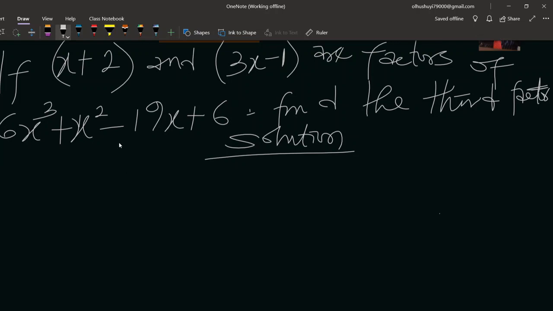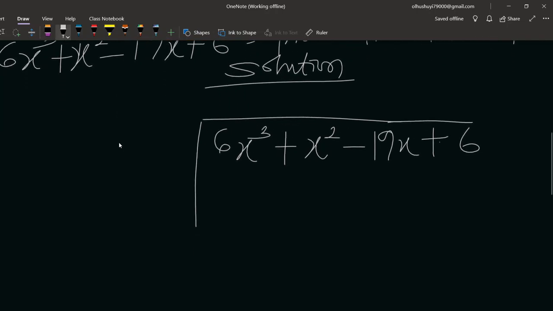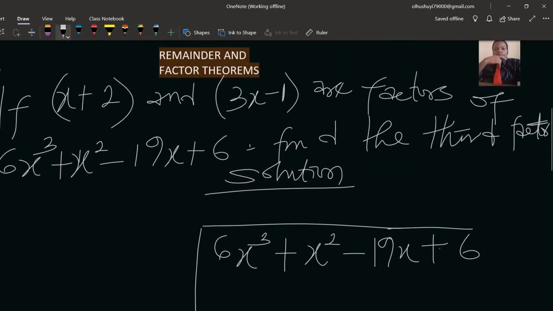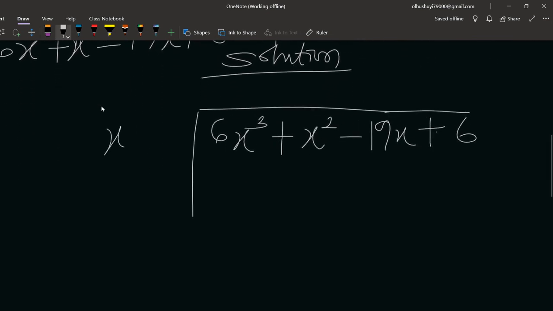So let's go. Just go by the long division approach. You have 6x cubed plus x squared minus 19x plus 6. I want to use one of the factors. Let me use x plus 2. So you divide x into 6x cubed, and that will be 6x squared.